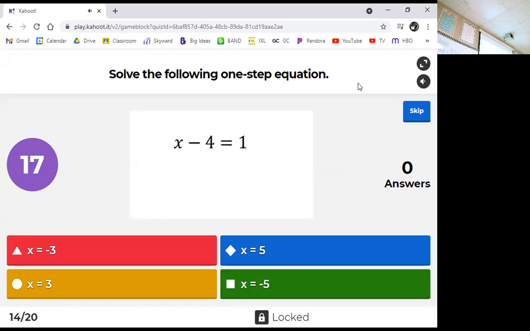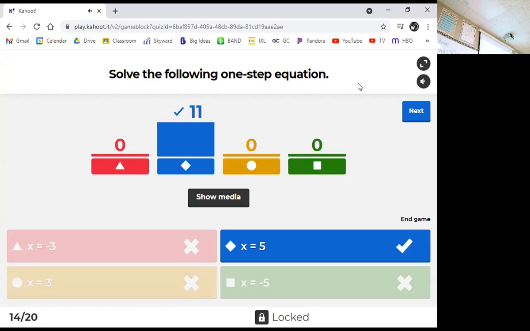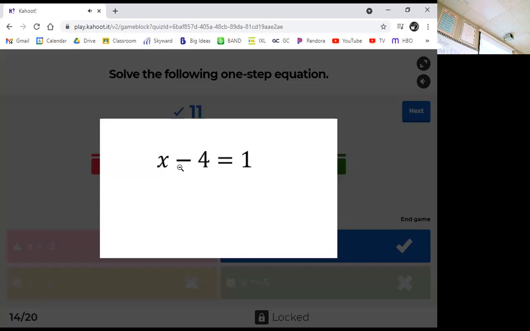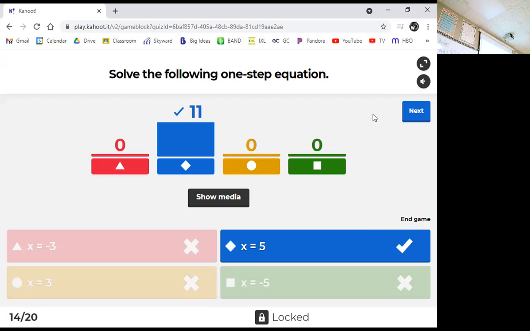X minus 4. Don't get this one wrong. What minus 4 gives you 1? Really, in reality, what you're doing is you're adding 4 to both sides. That's where the 5 comes from.